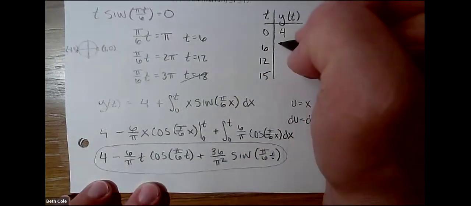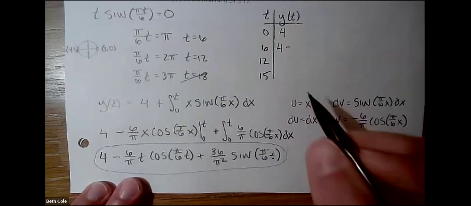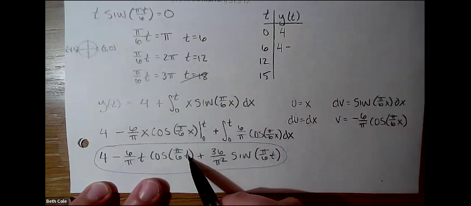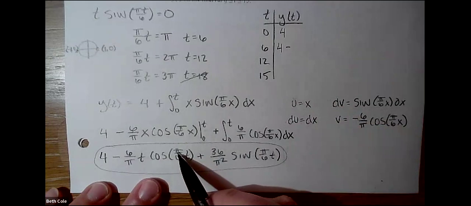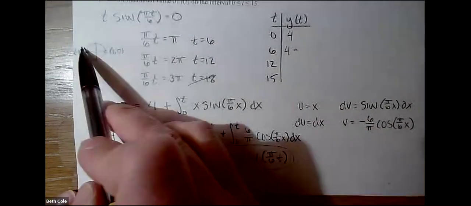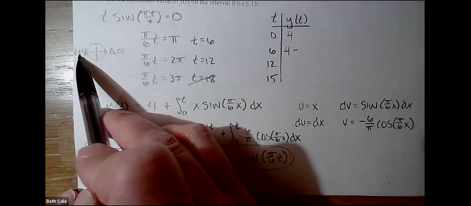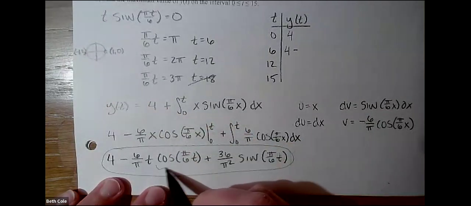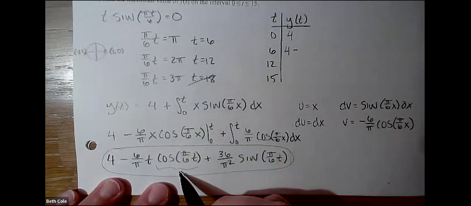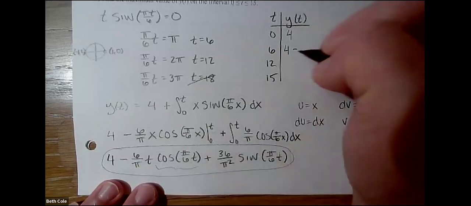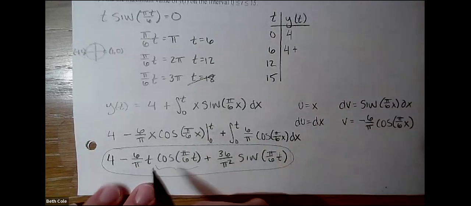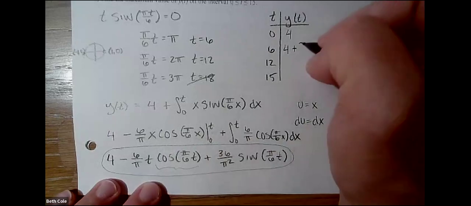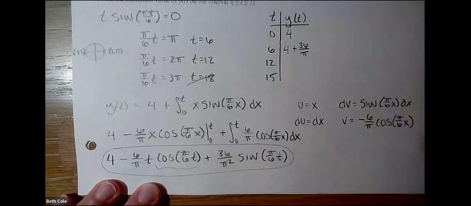Plugging in 6. So let's see what we get. All right, 4 minus, if I plug in 6 here, the 6s cancel, you just get pi. Cosine of pi, here's where pi is. Cosine is the x part of the point, which would be negative 1. So this whole part just goes to negative 1. Negatives are going to cancel, so this will be plus. And then 6 times 6 is 36, so 36 over pi.